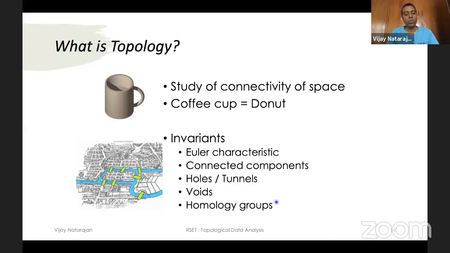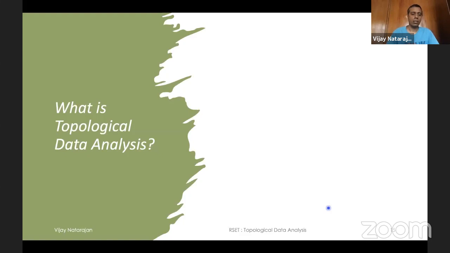And then you have this notion of homology groups. These different holes and tunnels can be represented using algebraic structures, particularly these things called homology groups, and they help characterize the topology of a space. And then there are even stronger notions of topology, but we are going to restrict ourselves only to these simple ones. So I'll stop with those definitions. That's the notion of topology we're going to use: the study of connectivity of space.